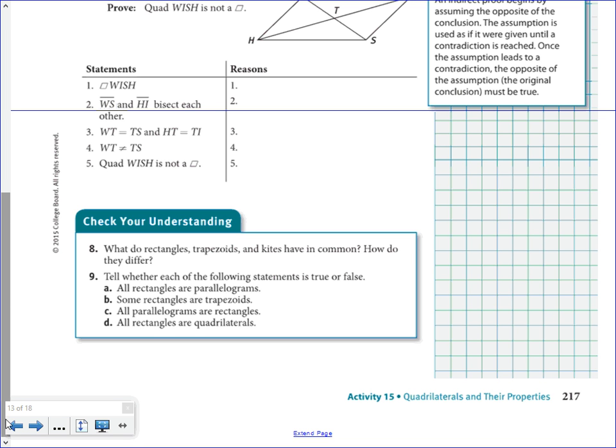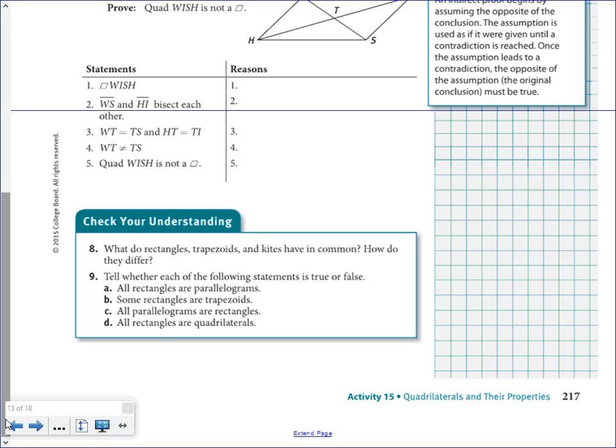How are they different? Well, a parallelogram has 2 pairs of parallel sides, and that's what a rectangle is. It's a type of parallelogram. So a rectangle has 2 pairs of parallel sides because it's a parallelogram. A trapezoid is not a parallelogram. It only has 1 pair of parallel sides. And a kite does not have any pairs of parallel sides. So that's one thing you could say.